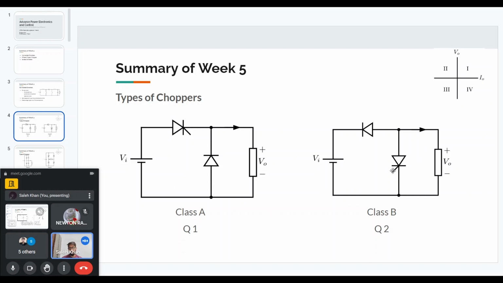A class B chopper can be thought of as a boost converter from output to input. From input to output, it is still a buck converter, but from output to input, it can be thought of as a boost converter. So the current will flow from the output in the other direction. It will be negative output current but positive output voltage. So it is a second quadrant chopper and a class B chopper. Both of these are single quadrant choppers.